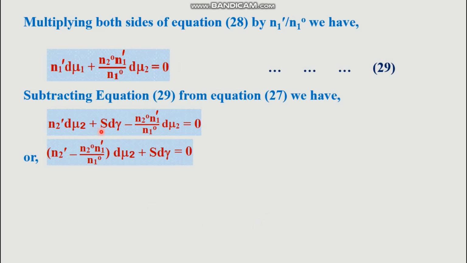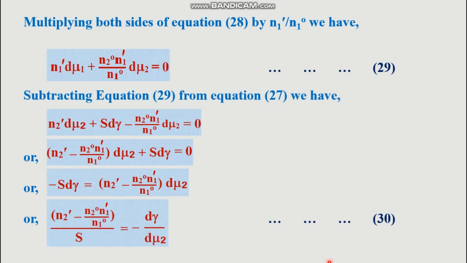And if you take d mu 2 as common, then it would become n2 prime minus n2 0 n1 prime over n1 0. So this term is kept within the bracket, and the separate term here is s d gamma, the second term here. And if you rearrange this equation like this, you will get this form, and finally you will get the expression of d gamma over d mu 2.